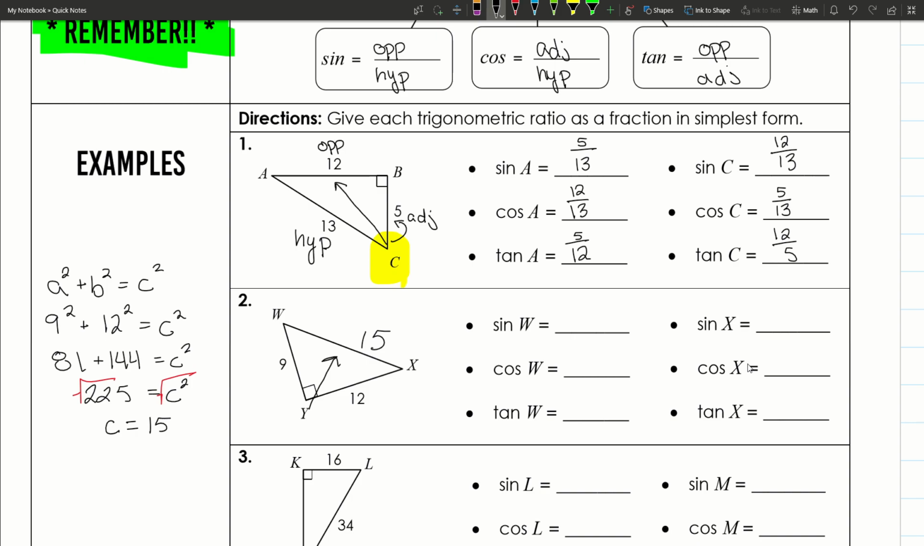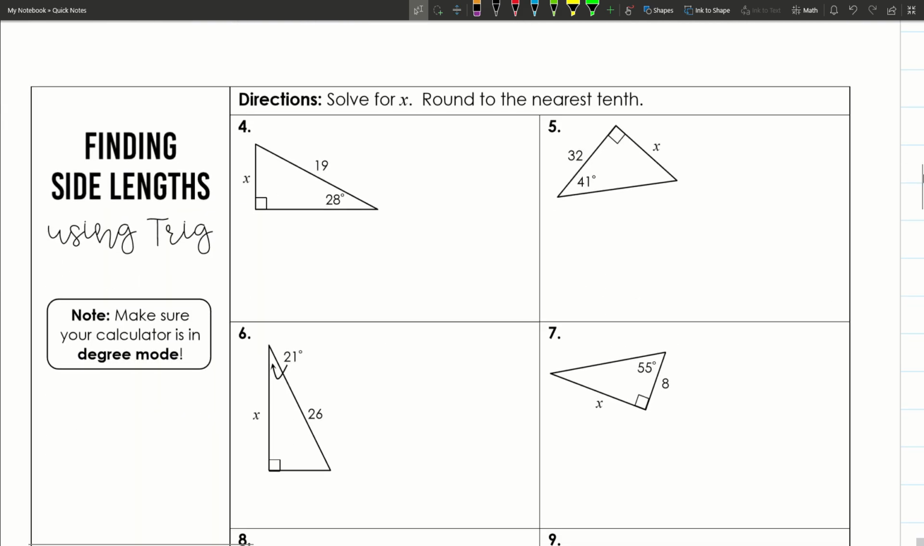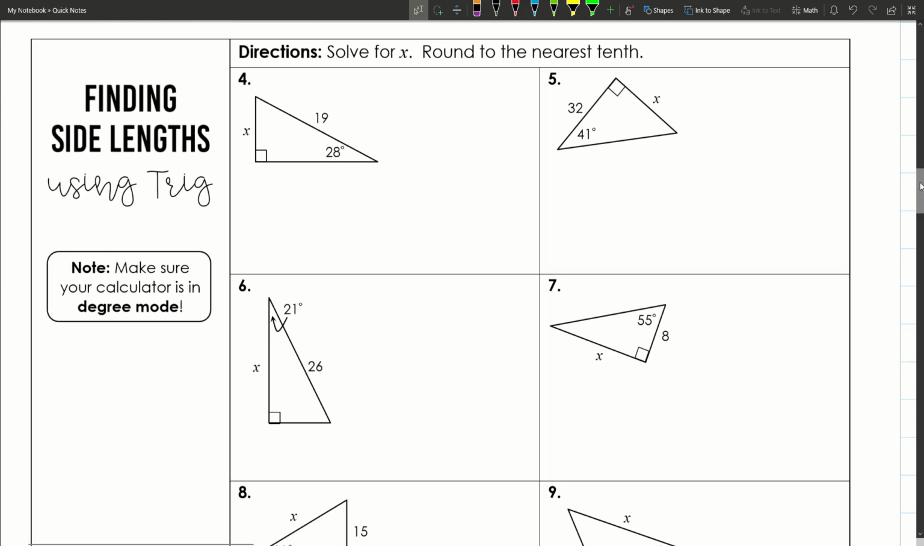And then we could continue. However, we are not doing problem number 2 and problem number 3. We're going to jump right into what is actually important, which is the math.